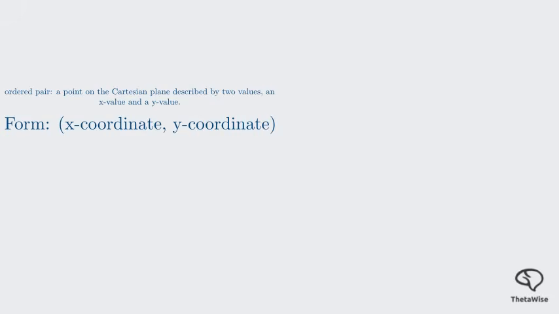Now that we have our plane, how do we find any point on it? We use what's called an ordered pair. An ordered pair is a set of two values that tells us a point's exact location. It's written in the form (x, y), where the first value is the x-coordinate and the second is the y-coordinate. The order matters, which is why we call it an ordered pair.